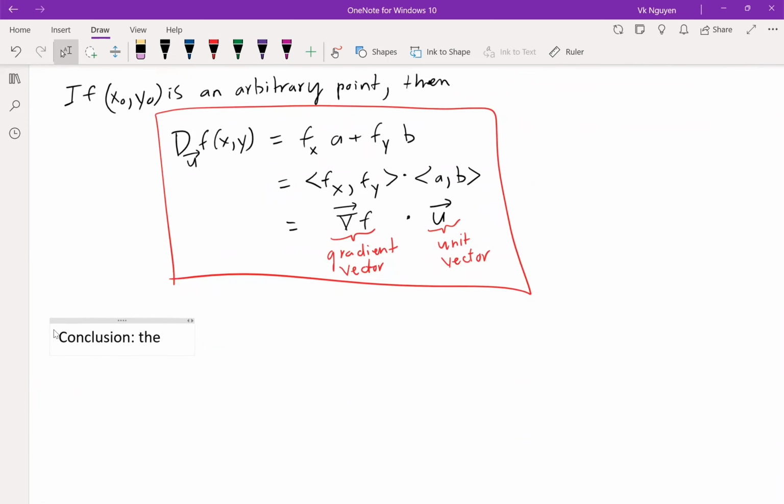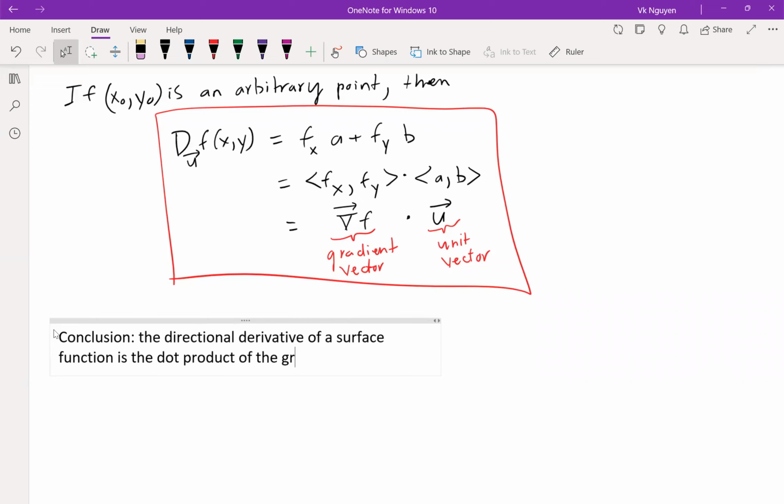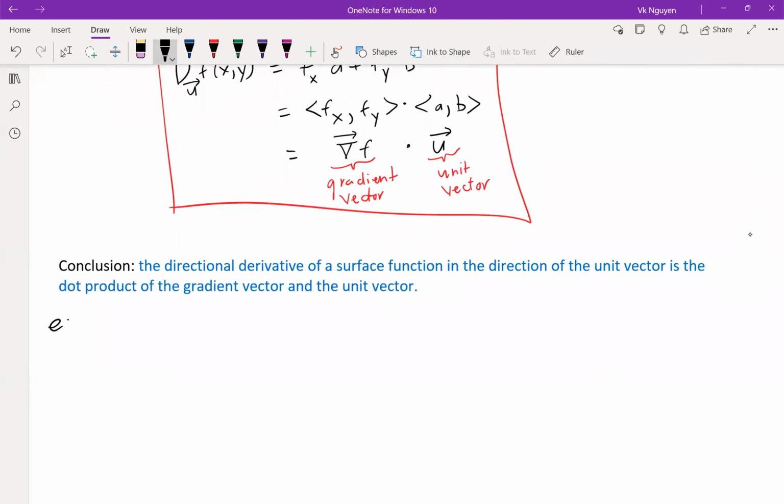The directional derivative of a surface function is the dot product of the gradient and the unit vector. All right, here comes some examples.